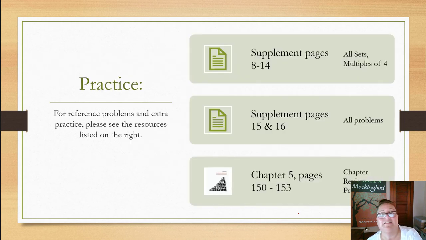There is extra practice of these word problems available. You will find extra practice in your supplement on pages 8 through 14. All sets you can do there. The multiples of 4 would be a good place to start. And in your supplement on pages 15 and 16, there is a list of word problems. The answers are there at the bottom. You're welcome to look them over. In Chapter 5, if you go to pages 150 to 153 and do your chapter review problems, so in your e-text, you're looking for the Chapter 5 review problems. You will find extra practice on word problems as well as the rest of Chapter 5.